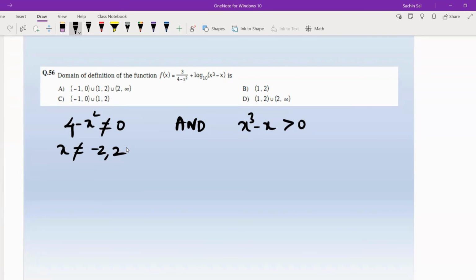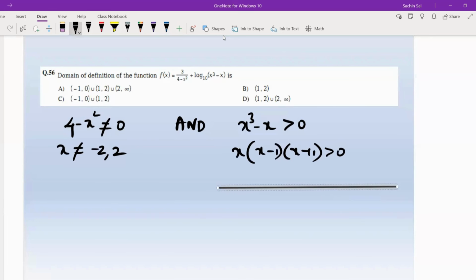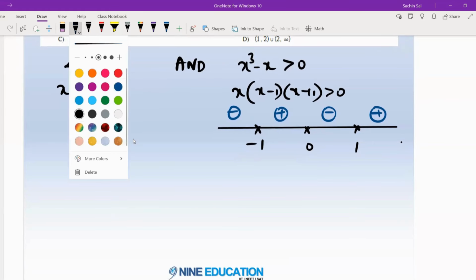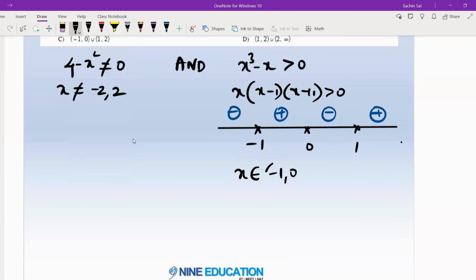Now to solve for x cube minus x greater than 0, we have to make use of the wavy curve method, right? I think we discussed it in one of the earlier papers. So x into x minus 1 into x plus 1 greater than 0. Now, if you plot the roots of this polynomial on the number line, you get -1, 0, and 1. And then you can assign the sign convention plus, minus, plus, minus. So based on this, I have x belongs to -1 to 0, union 1 to infinity.